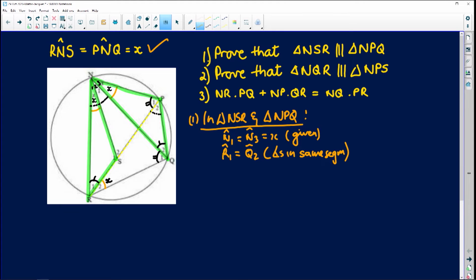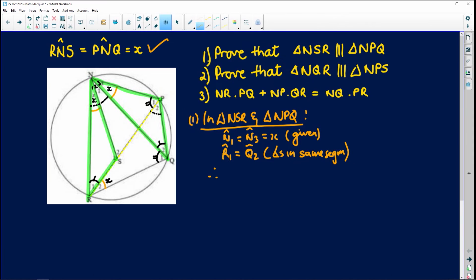Based on that, if you've got two of the three angles equal, the third angle on a planar triangle will automatically be equal because they can only add up to 180. So we can conclude here that triangle NSR is indeed similar to triangle NPQ, and our reason being angle, angle, angle. There's our first 3 marks. So that is what we have for the first question.